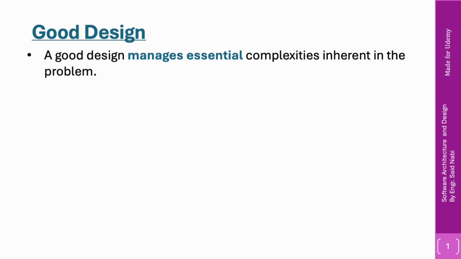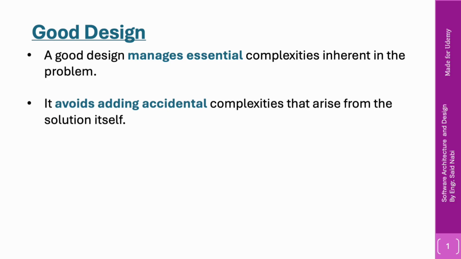For example, a banking system must handle accounts, transactions, and security, and these are what we call essential complexity. But if we overcomplicate the system by adding unnecessary features like obscure data formats, this is what we call accidental complexity, and we need to avoid accidental complexity in our design. Good design avoids adding accidental complexities that arise from the solution itself.